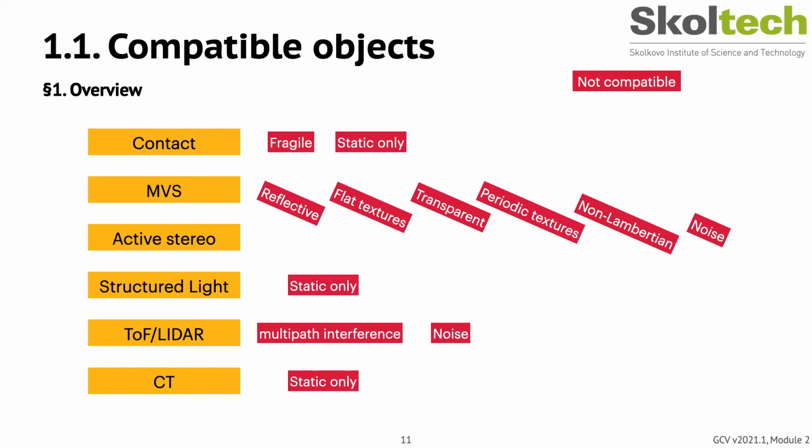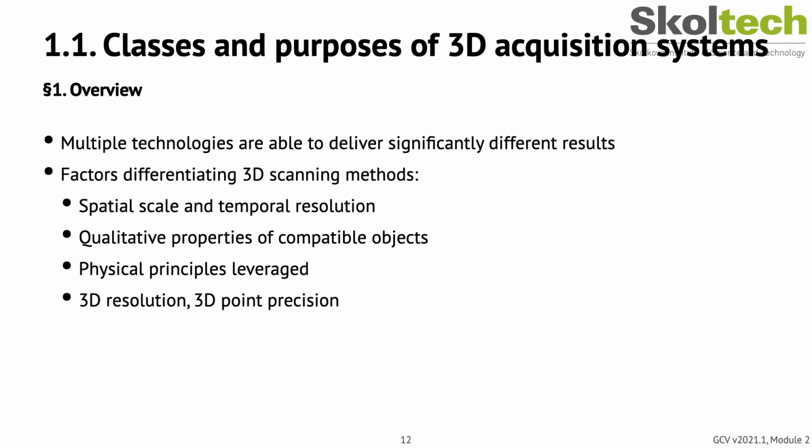Other types of methods sometimes have more elaborate restrictions, such as time-of-flight techniques, which suffer from multipath interference effects, for instance when dealing with glass or other semi-transparent objects. Multiple technologies are able to deliver significantly different results.